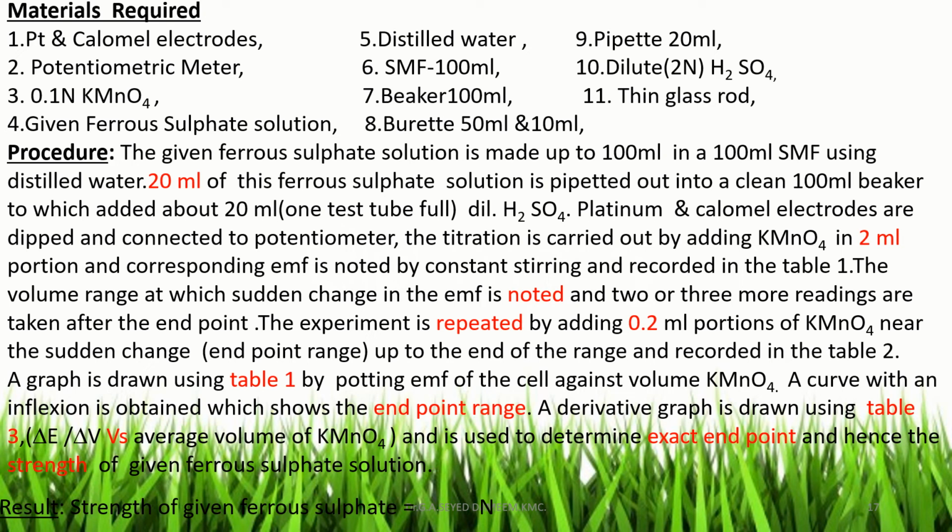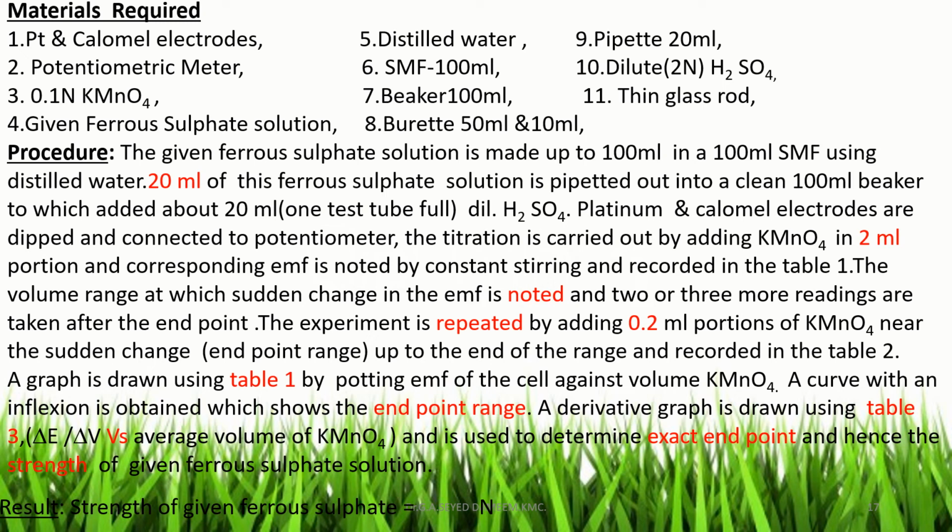Now a graph is drawn from table 1 by plotting EMF of the cell against volume of KIO4, and this graph shows the volume range corresponding to the endpoint. Now another table is constructed from table 2 by taking the average volume of KIO4, the difference in EMF, delta E, and delta E by delta V, where delta V is 0.2 ml.